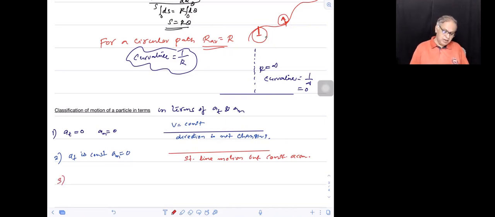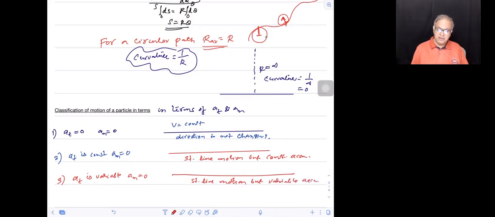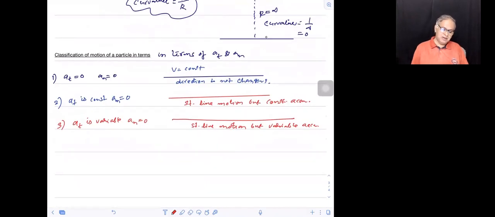Now the third: AT is variable and A normal is 0. Once again a straight line motion, but with variable acceleration. The acceleration itself varies, and here we use differentiation and integration very liberally. So straight line motion can have three kinds.